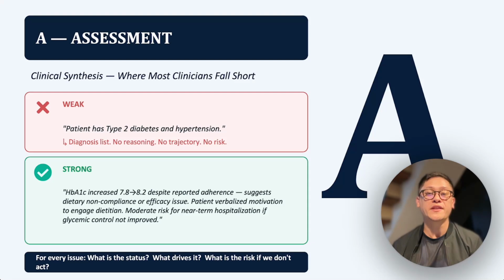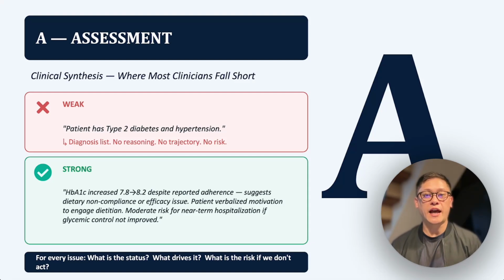It explains why this patient and this moment warrants specific action. For every active issue in your assessment, ask 3 questions. What is the current status? What is driving that status? What is the risk if we don't act? If your assessment answers all 3, it will hold up under any review.